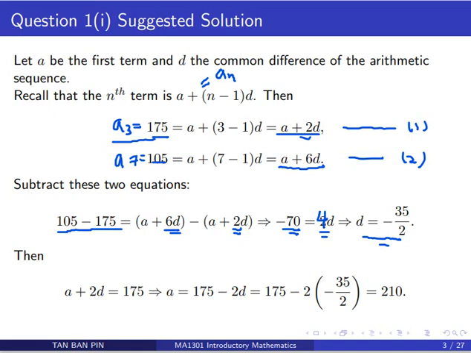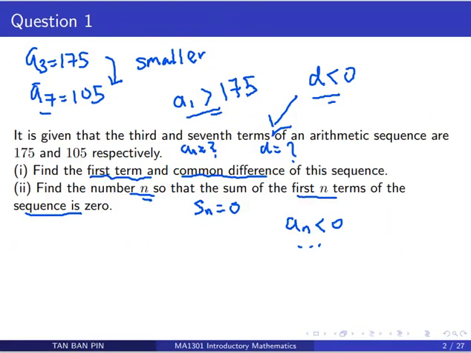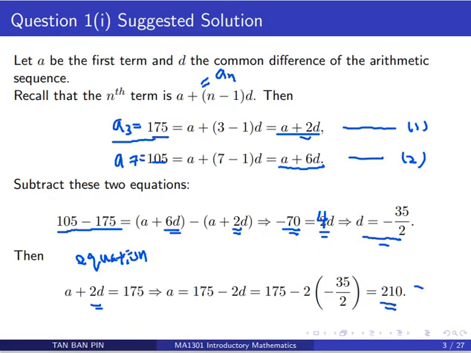And then you can sub inside equation 1. You sub in your D and you can solve for A. A is 210. So it's more than 175, like what I told you just now. It must be more than A3, which is 175. And I mentioned D is negative. So if you don't get a negative answer for D, like minus 35 over 2, if you make a careless mistake and you don't have a minus sign here, then you know it's wrong.